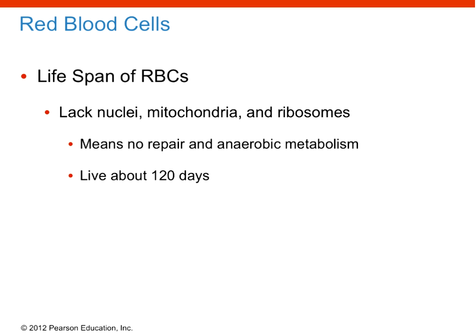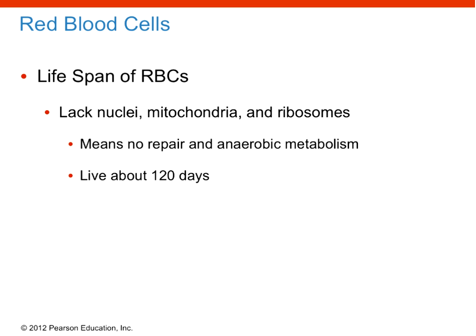So the lifespan of red blood cells is not very long. There's really no means for repair for those red blood cells, and they have to rely on anaerobic metabolism, so they only live for about 120 days. It only takes you about 10 days to make new red blood cells, but they're not going to be an indefinitely long-lived cell.